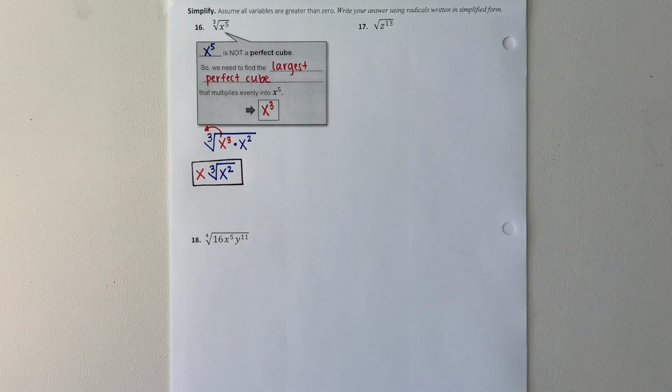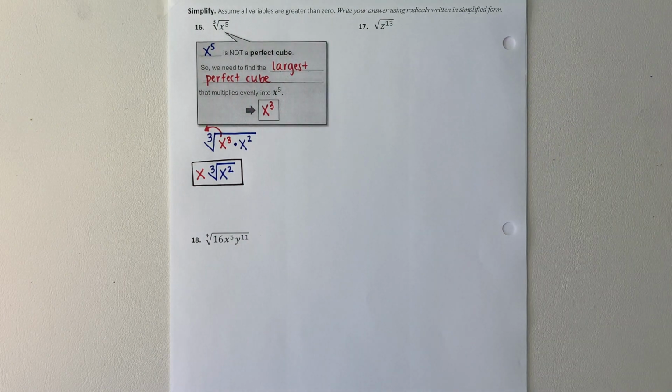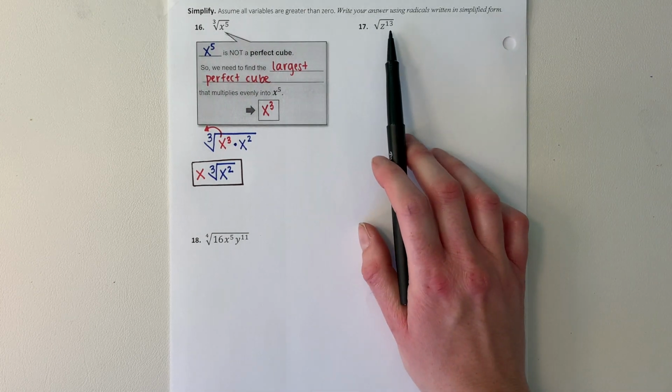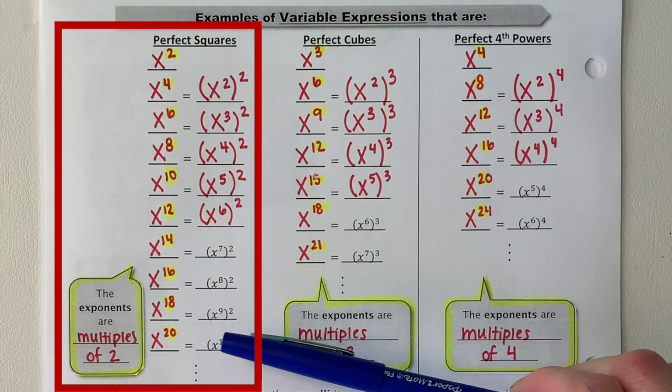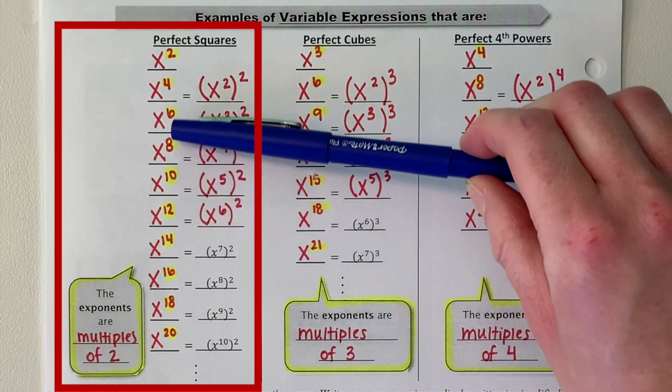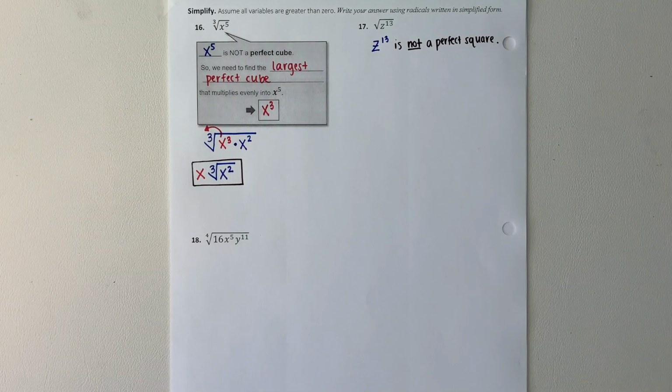Let's take a look at another example. Here the index is an implied 2, so we're going to look for perfect squares. First we need to ask ourselves, is z to the 13th a perfect square? If we look at our list of perfect squares here, z to the 13th would not be on this list. We also know that z to the 13th is not a perfect square because the exponent 13 is not a multiple of 2. So z to the 13th is not a perfect square.